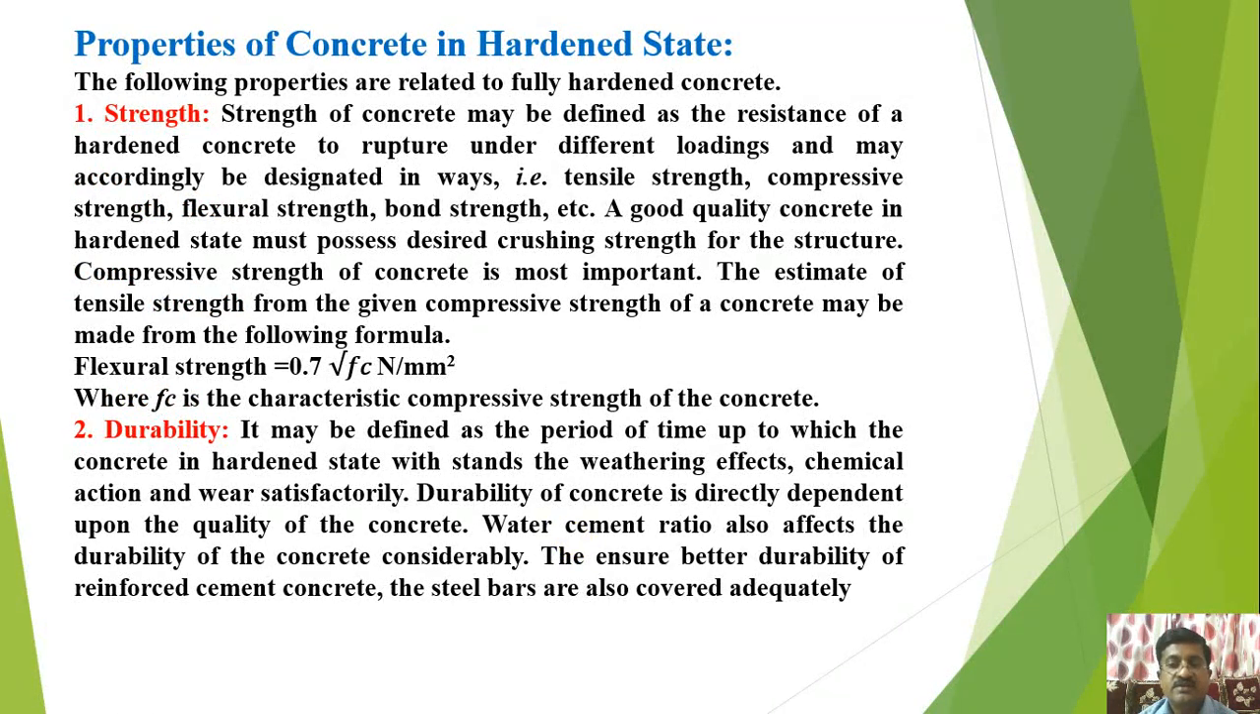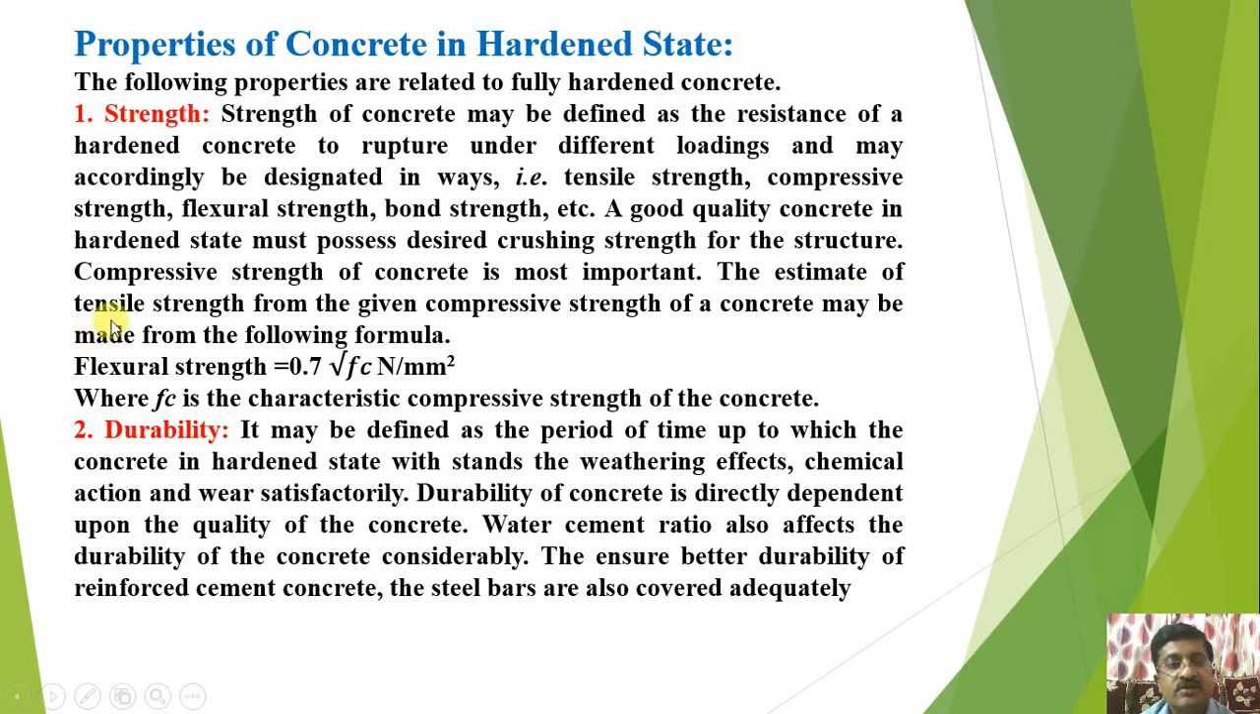Now let's discuss the properties of concrete in hardened state. The following properties are related to a fully hardened concrete. First one is the strength. Strength of a concrete may be defined as the resistance of a hardened concrete to rupture under different loadings, and may accordingly be designated as tensile strength, compressive strength, flexural strength, bond strength, etc. A good quality concrete in hardened state must possess desired crushing strength for the structure. Compressive strength of concrete is most important.